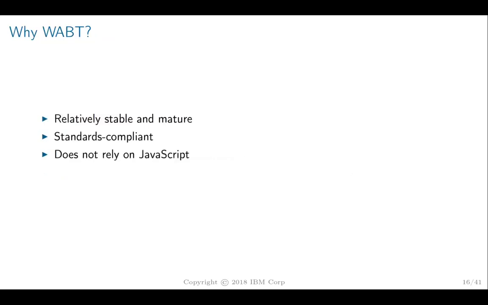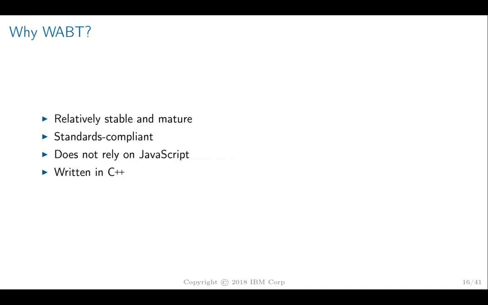So why did we choose this? It's relatively stable and mature in comparison to certain other WebAssembly interpreters. It's standards compliant at this point, as far as we know. It doesn't actually rely on having any JavaScript, so we don't have to deal with any of the weirdness that comes with that. It's completely divorced from that at this time. It's also written in C++, which is the language that JitBuilder currently uses. That makes it really easy for us to interface with both Wabbit and JitBuilder.